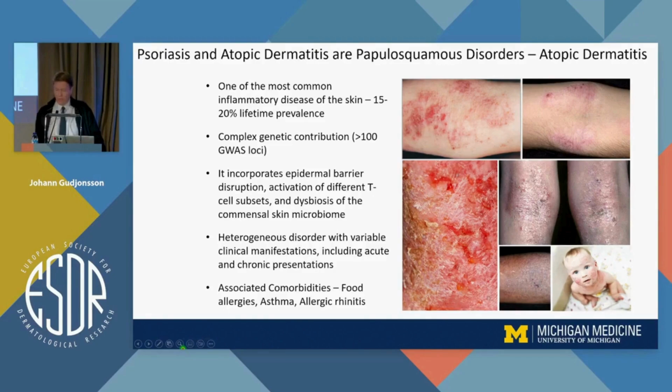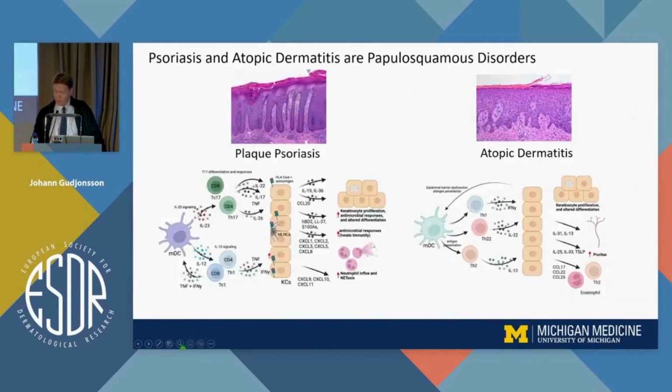It's a very heterogeneous disorder, with variable clinical manifestations, and includes both acute and chronic presentations. And in contrast to psoriasis, the comorbidities that are associated with atopic dermatitis tend to differ quite a bit, and that includes food allergies, asthma, and allergic rhinitis being the most common ones.